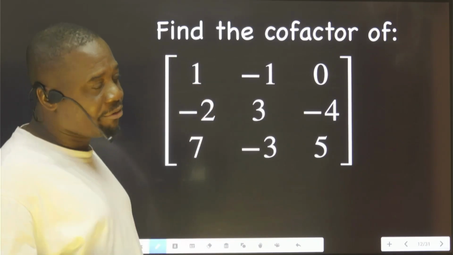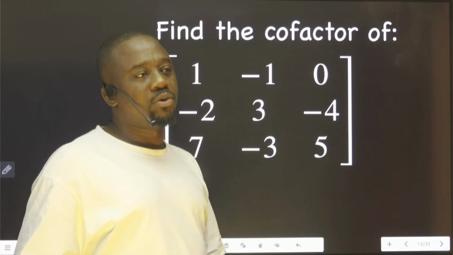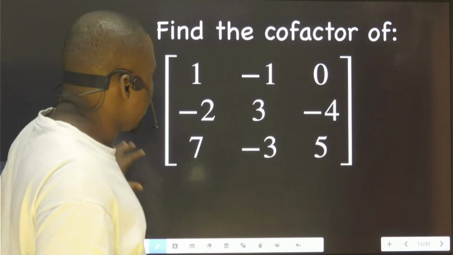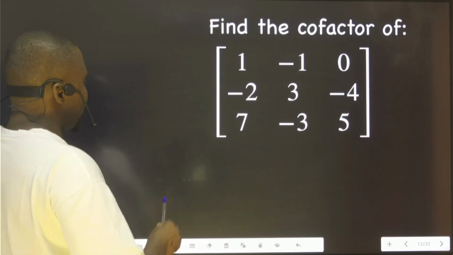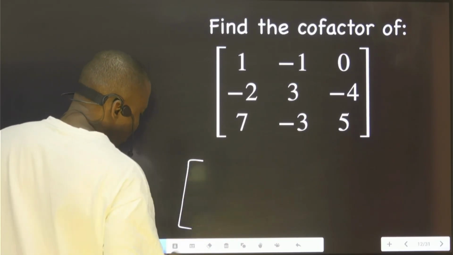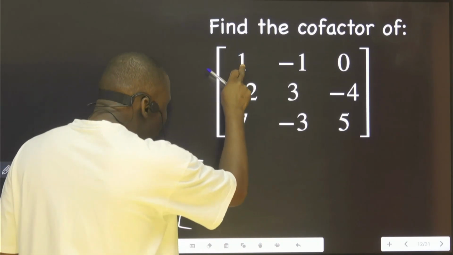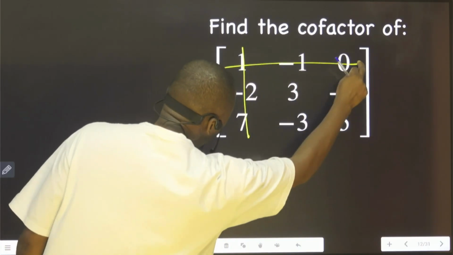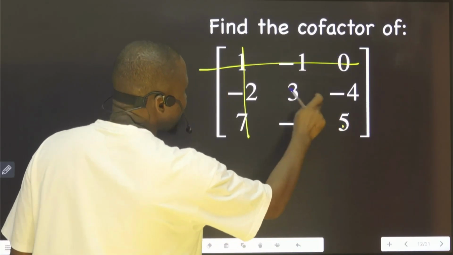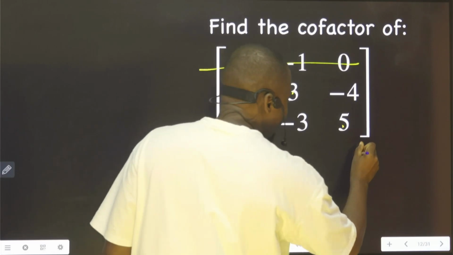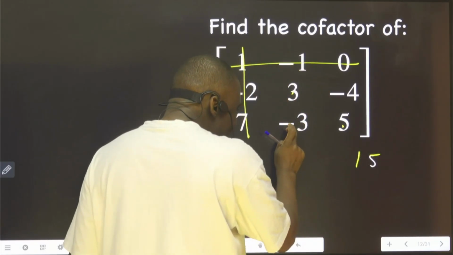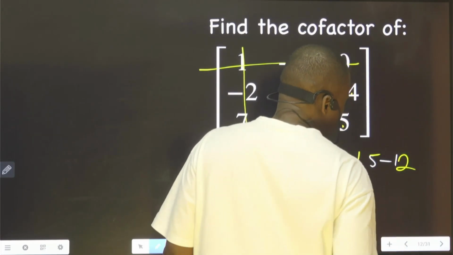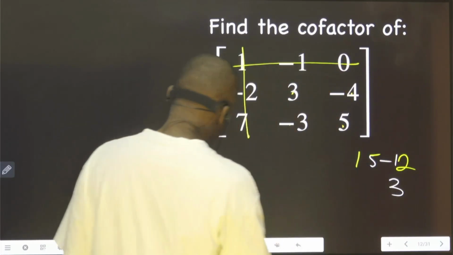We have done minor before. If you don't know how to find minor, you can go and check the previous videos. I will explain that here. Here, let's put this down. The minor of 1 is: remove all the elements in this column, also remove all the elements here. This multiplied by this is 15. This multiplied by this is 12. That is 15 minus 12, giving us 3.